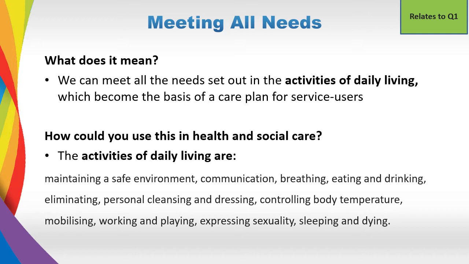Mobilising, so that's walking around, ability to go from sitting to standing on their own. That's going to be where you think about fall risk assessments as well. Are they going to be falling over? Working and playing, so what activities do they enjoy? What did they work as in the past? Expressing sexuality, so if they have a wife or a husband still who's alive, or perhaps they've passed away. But also remembering that just because somebody is in a care home doesn't mean they no longer have sexual needs.